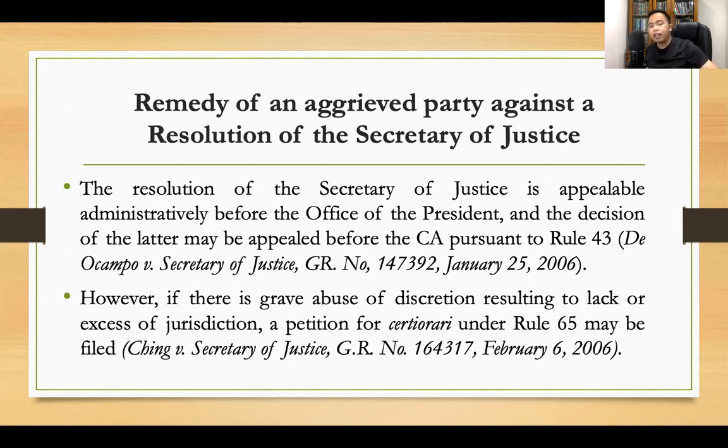Now, in case that you lost your case in the Secretary of Justice, what is your remedy? You can appeal to the Office of the President, and if you lose with the Office of the President, the decision may be appealed before the Court of Appeals pursuant to Rule 43 of the Rules of Court. So yan ang hierarchy, class. City Prosecutor's Office. Natalo ka, appeal ka sa Secretary of Justice sa DOJ. Natalo ka, appeal ka sa OP, Office of the President. Natalo ka rin, mag-Rule 43 ka to the Court of Appeals. This is the hierarchy in preliminary investigation. However, if there is grave abuse of discretion amounting to lack or excess of jurisdiction, a petition for certiorari under Rule 65 may be filed.